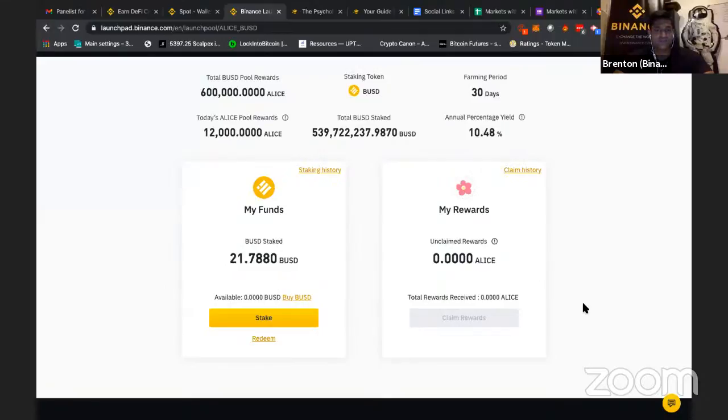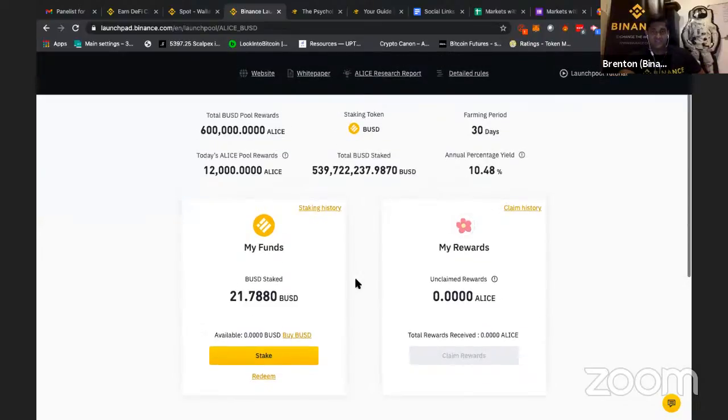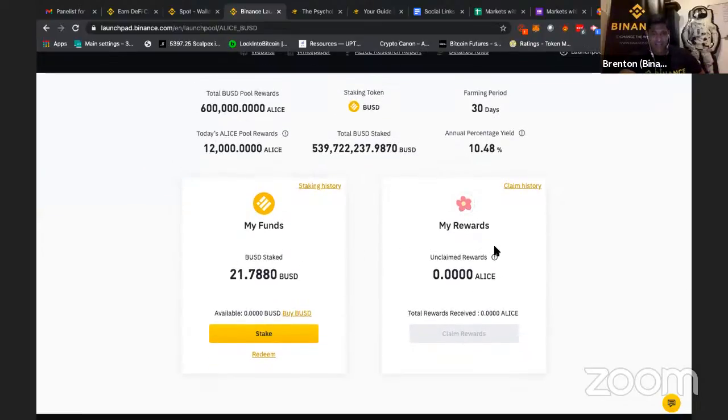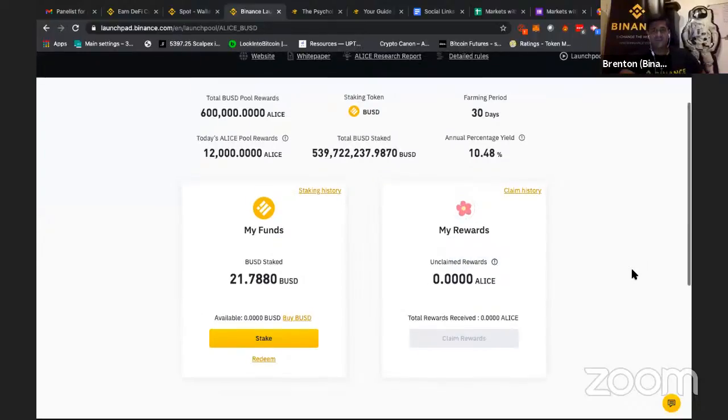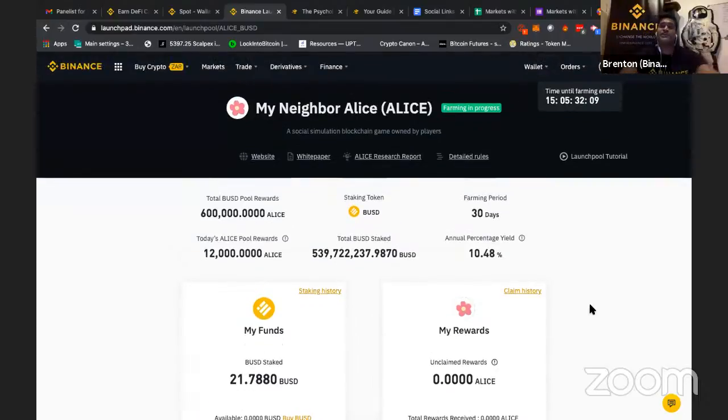And Bob's your uncle, or maybe Alice, I'm not sure. And that is literally how simple it is. And when I come back here in the next hour, I'll see my rewards piling up. And as soon as I want to redeem them, I just hit claim rewards and it goes directly to my wallet. I mean, how much simpler could that get?